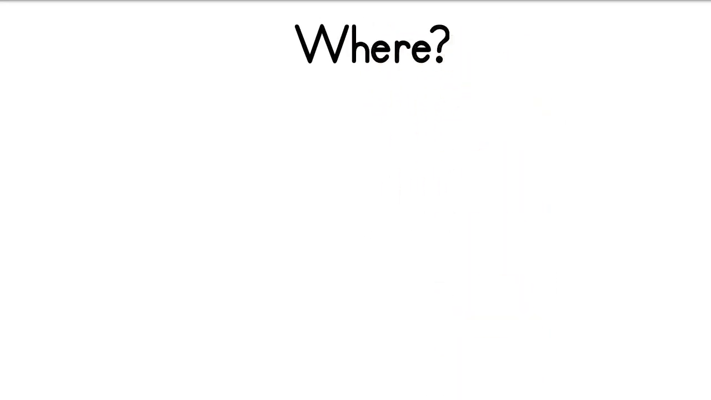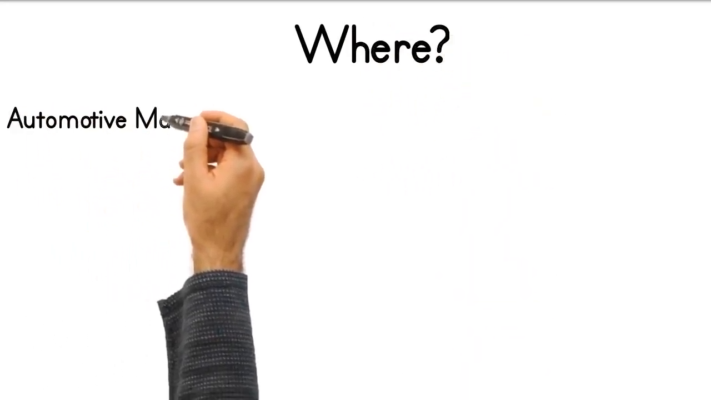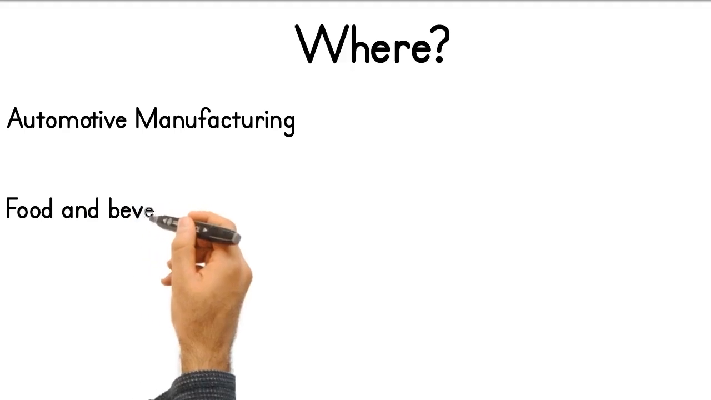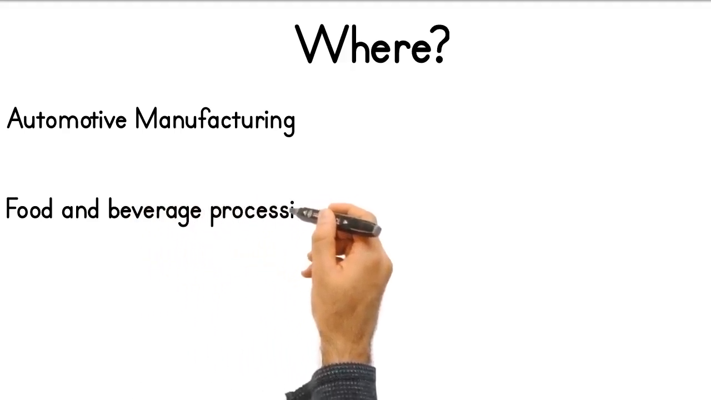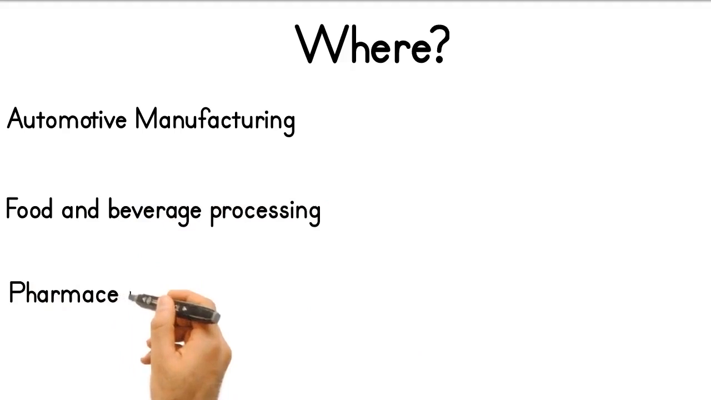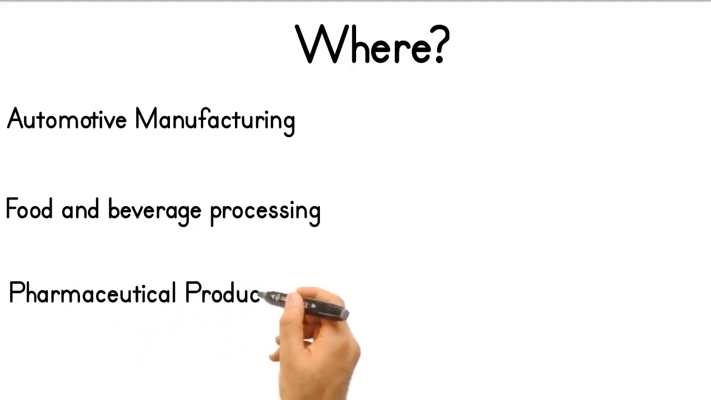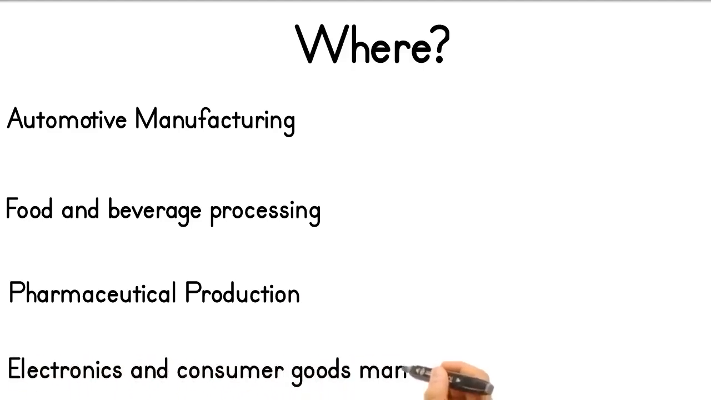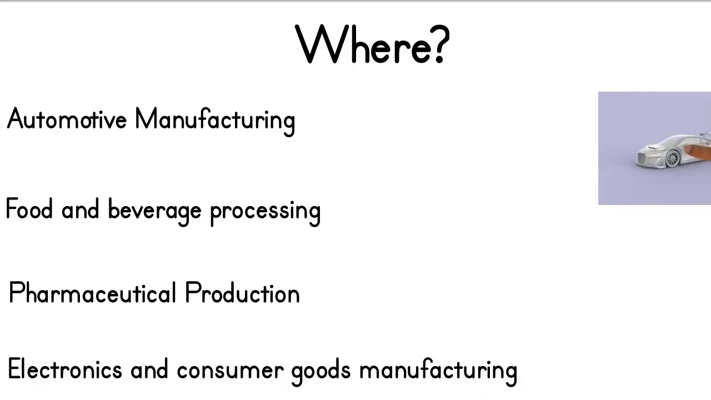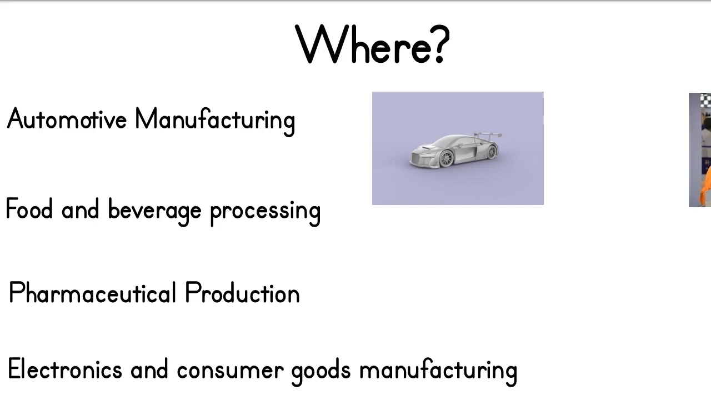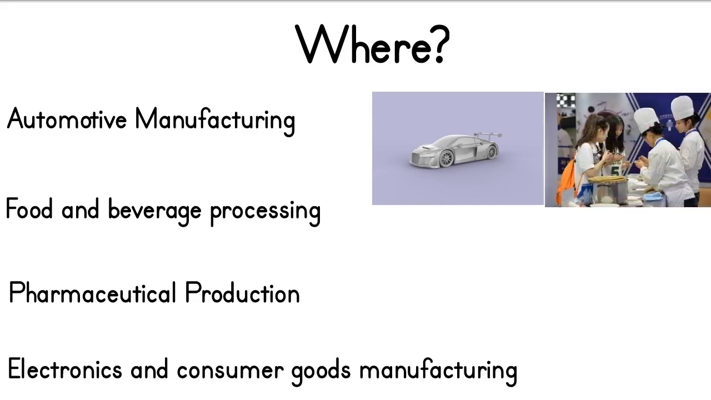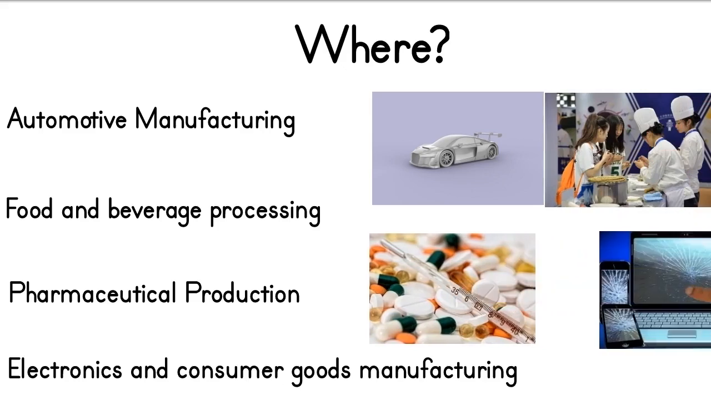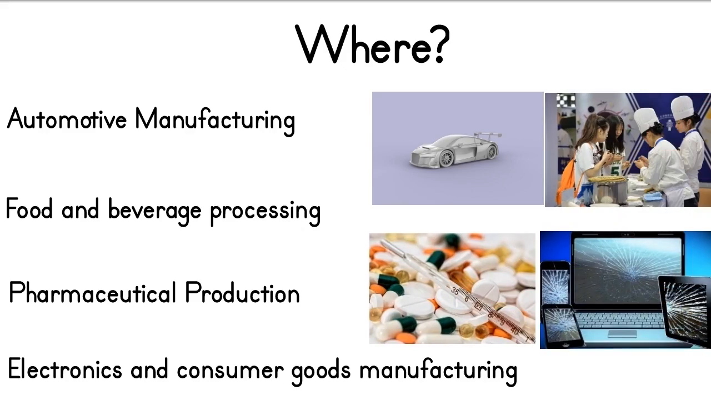OEE is applied in various manufacturing settings, including automotive manufacturing, where equipment uptime and speed are critical for meeting production quotas; food and beverage processing, to ensure minimal waste and consistent product quality; pharmaceutical production, where compliance with quality standards is paramount; electronics and consumer goods manufacturing, to optimize the production of large volumes of products efficiently. While most commonly applied in manufacturing, OEE can also be adapted to other industries that rely on equipment-intensive processes.